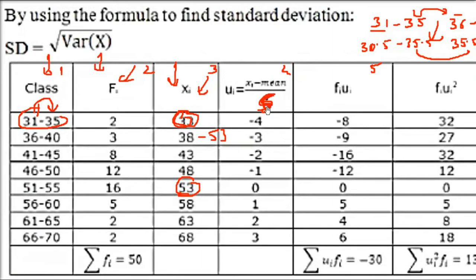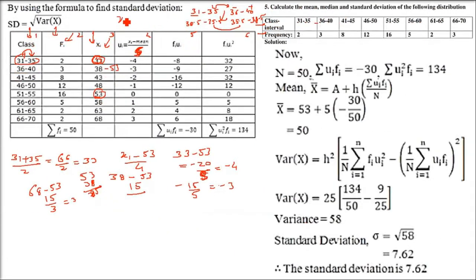Take each value, which is your third column, subtract 53 from each value and divide by 5. So we divide by 5 normally. What do you get? ui. First find this fi into ui. So 2 into minus 4 is minus 8. Like this, second column and fourth column you can multiply. 2 into minus 4 is minus 8. 3 into minus 3 is minus 9. Then 2 into 3 is 6.